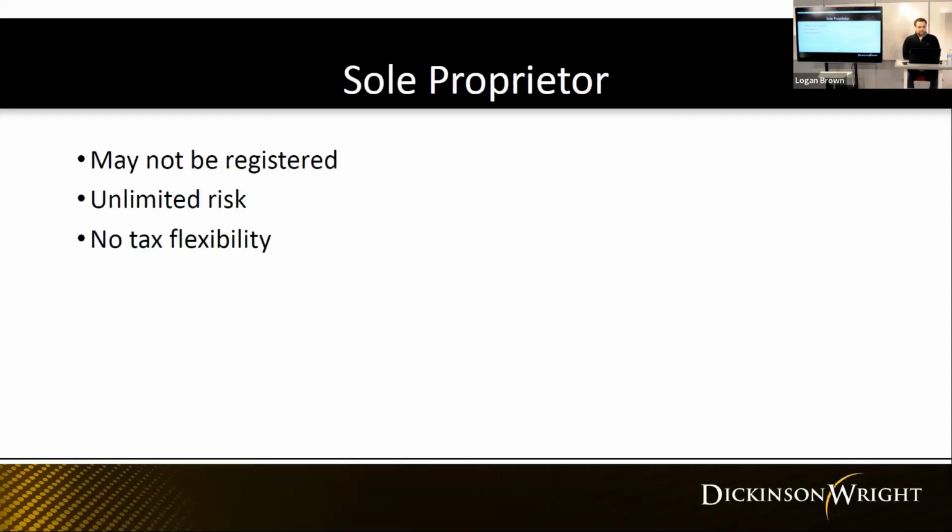So sole proprietorship is something that does not have to be registered. It can be registered, but you can create one essentially just by doing a job. This can be dangerous because as a sole proprietor, if you're performing business services, you have unlimited risk in the event that you cause harm or damage to somebody else.